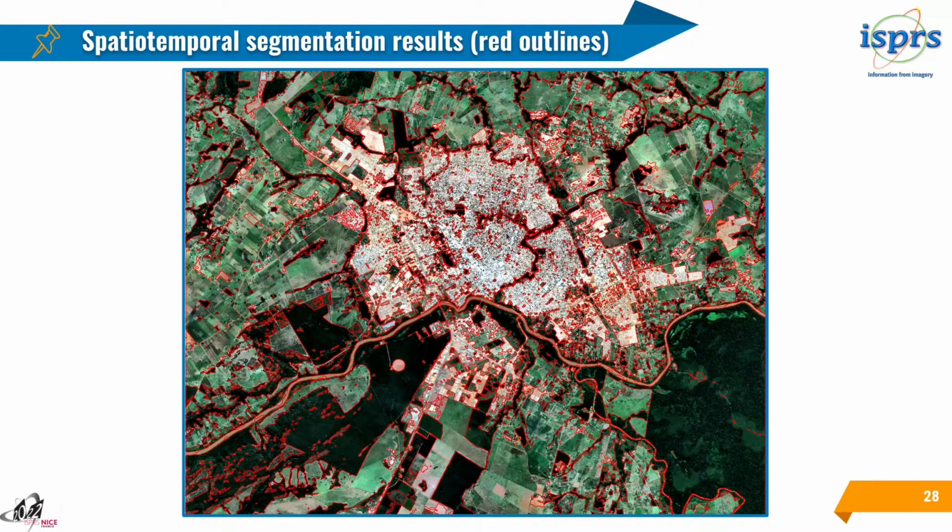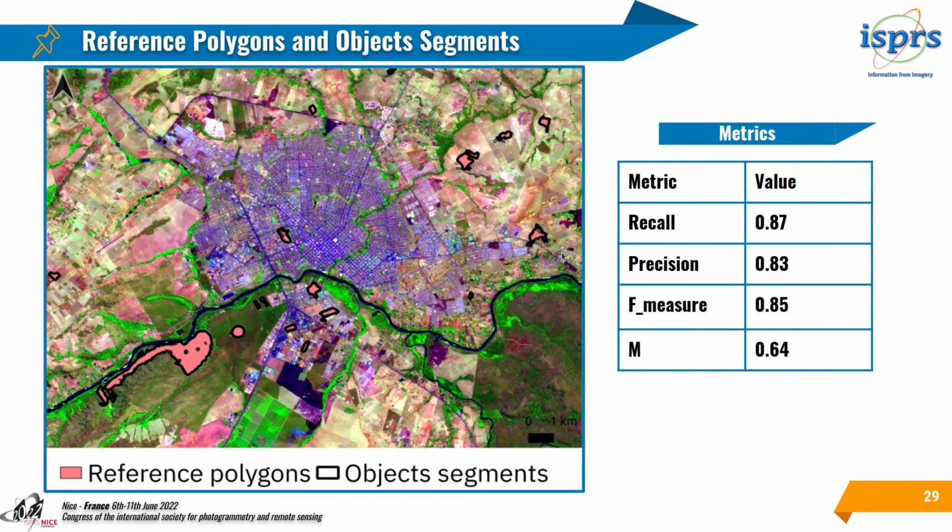After the vectorization of the unsupervised classification map, we will have the results of the spatiotemporal segmentation. A qualitative evaluation was also performed, where some polygons were selected for comparison with the references, and these were the results of the metrics.